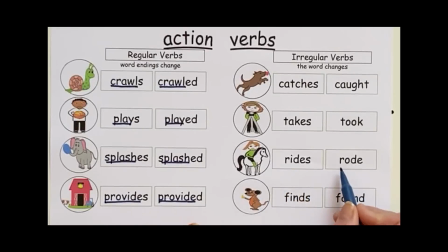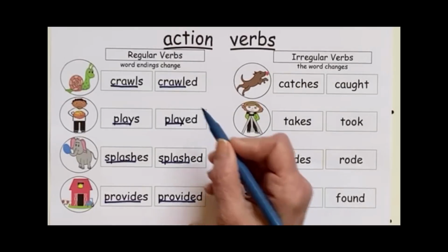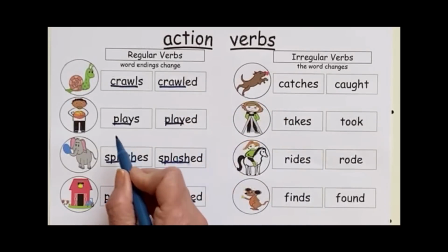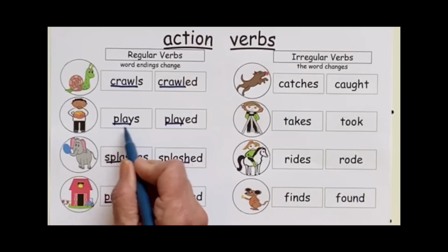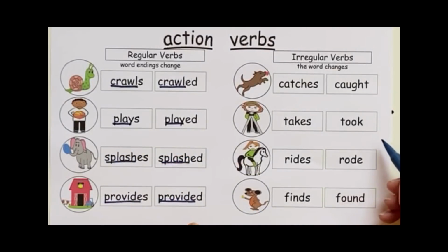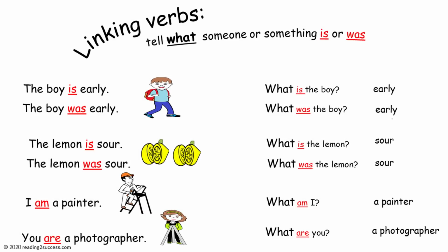Rides is rode, and finds is found. And there will be other irregular verbs that kids will need to learn. Mainly, past tense will end in ed and have basically the same word in it. But irregular verbs will be very different.